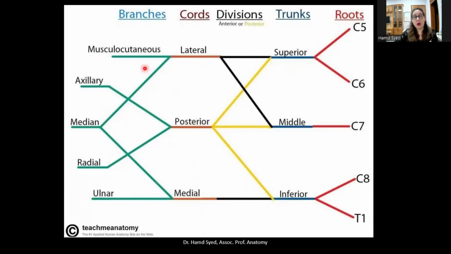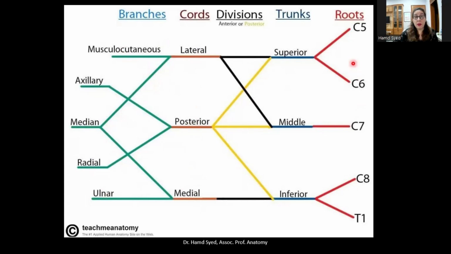These major branches are 5. Remember their names: musculocutaneous, axillary, median, radial, and ulnar. I'm also going to be telling you a mnemonic to remember the major branches of the brachial plexus. But first, I want to go through the location of these different parts of the brachial plexus.